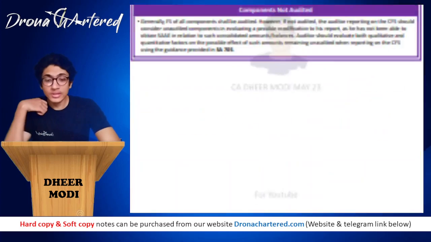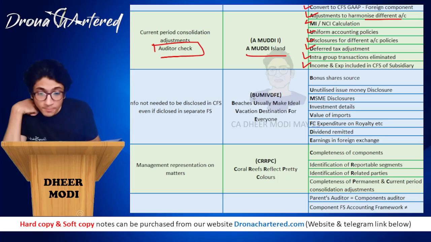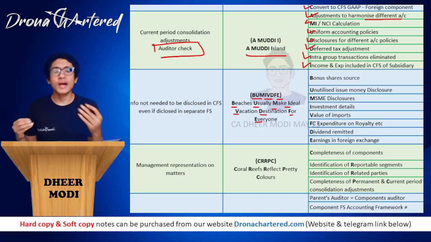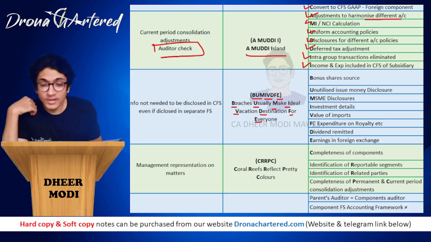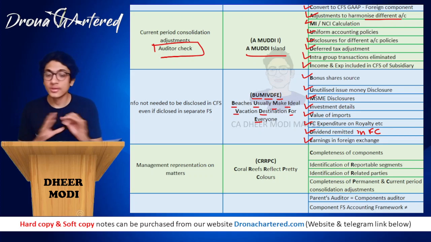Okay, so I made a key for this information not needed to be shown. Your key for this part is BUM IVDFE. BUM IVDFE, that is: beaches usually make ideal vacation destination for everyone. So that is B for bonus shares, U for unutilized issue money disclosure, M for MSME disclosure, I for investment details, V for value of imports, D for foreign currency expenditure on royalty, etc., F for dividend remitted in foreign currency, and E for earnings in foreign exchange. This need not be shown.